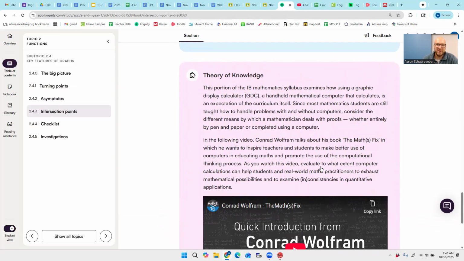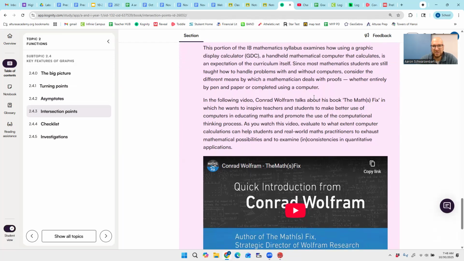This portion of the IB mathematics syllabus examines how to use a graphic display calculator and a mathematical computer, that calculates is an expectation for the curriculum. Since most mathematics students are still taught how to handle problems with and without computers, consider the different means by which mathematicians deal with proofs, whether entirely pen and paper or using a computer. Generally for proof, unless you're going to show every case exhaustively, the computer is not as helpful, although it can help give you ideas. Okay?